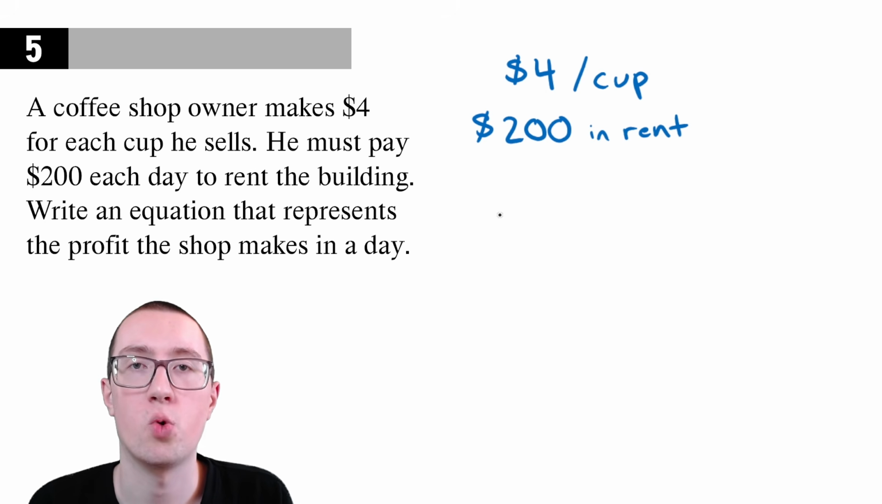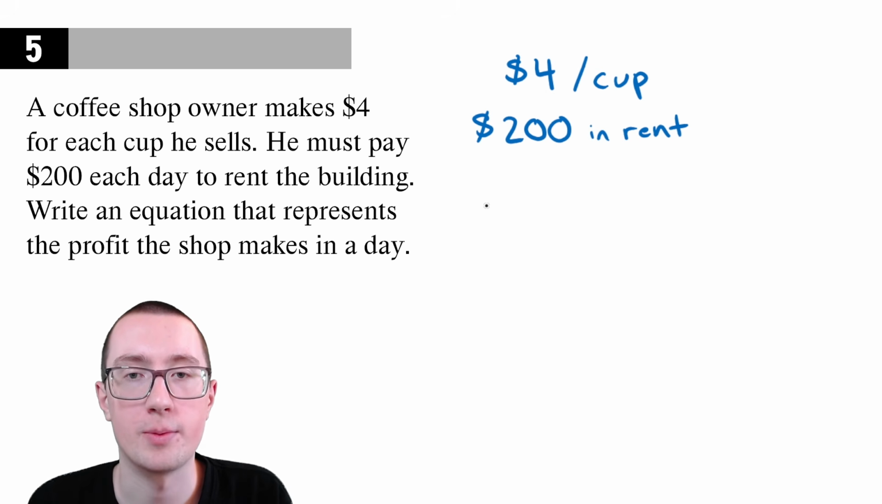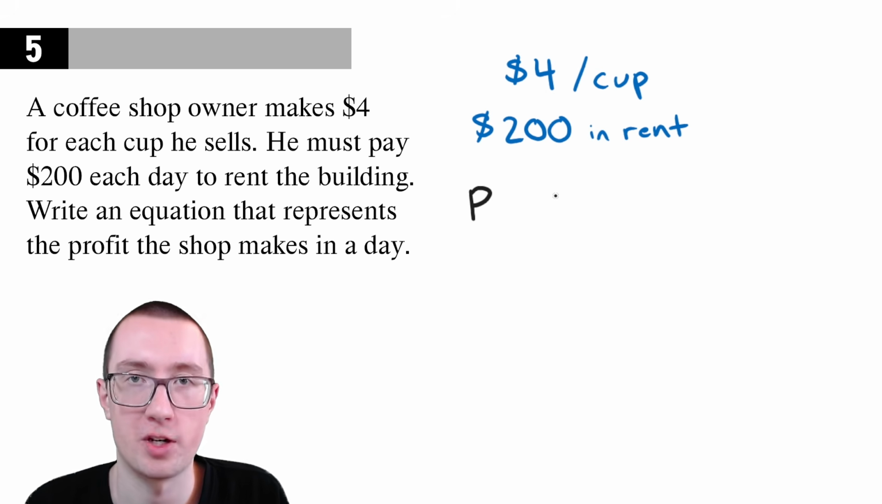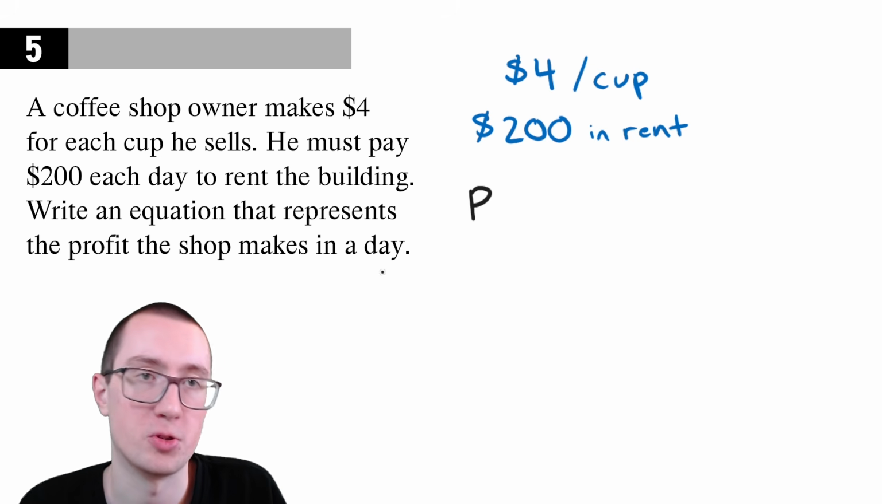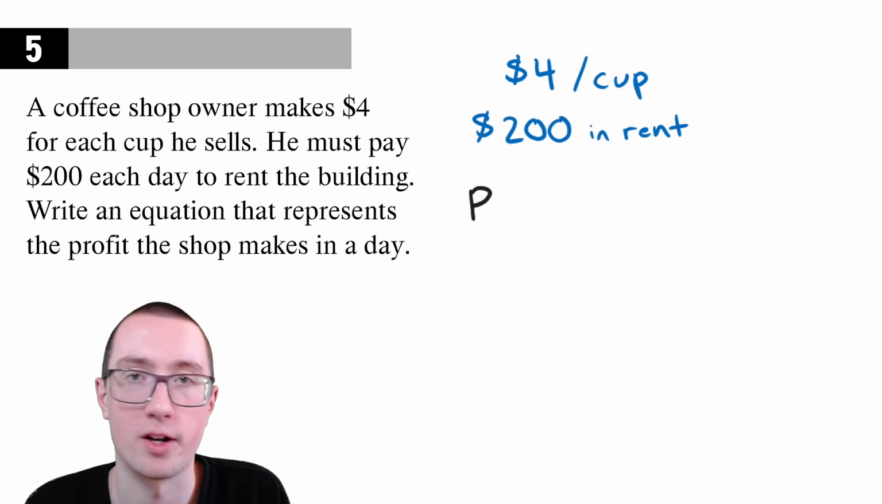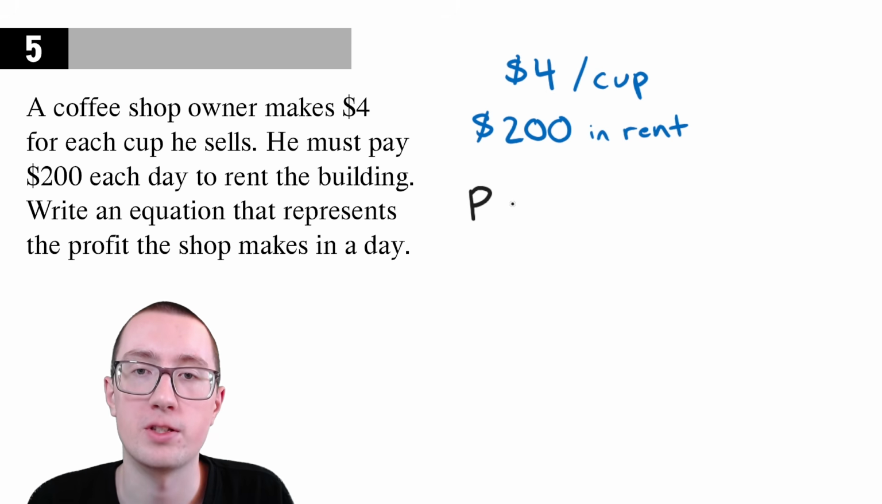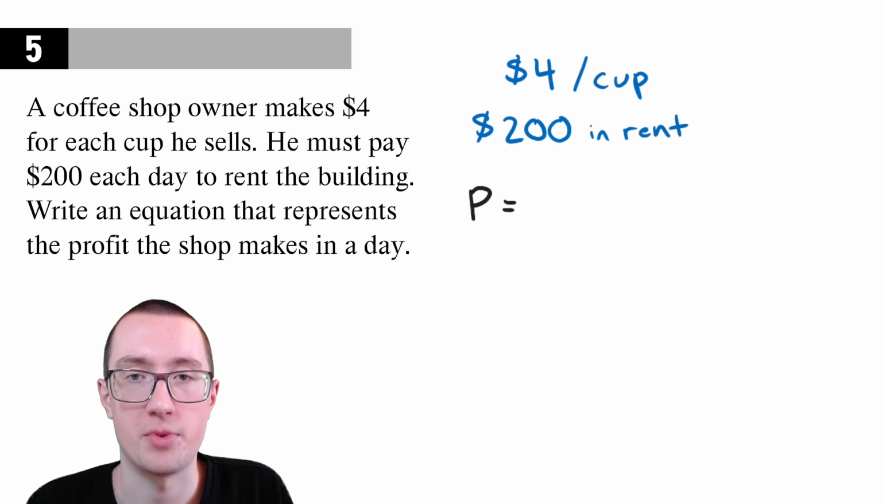So because we're writing an equation to find out profit, I'm going to write a capital P. I'm just going to use P for profit. You could use whatever letter you want. But if it's a multiple choice problem, obviously you'll have to go with whatever choices they give you. So then this profit is going to be equal to something. So let's think through how we would do this.